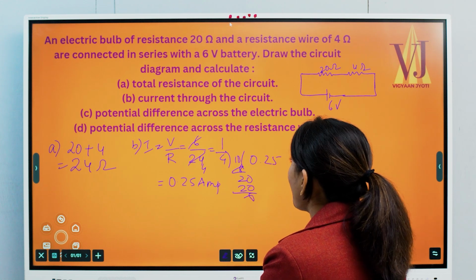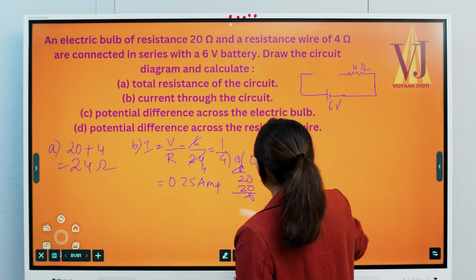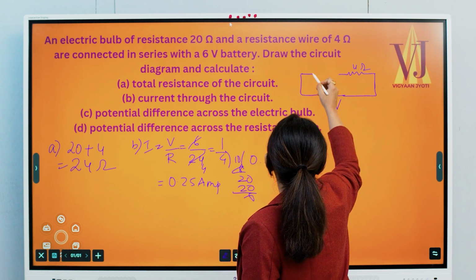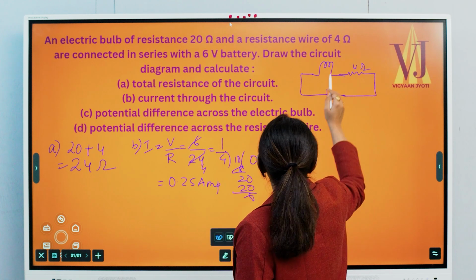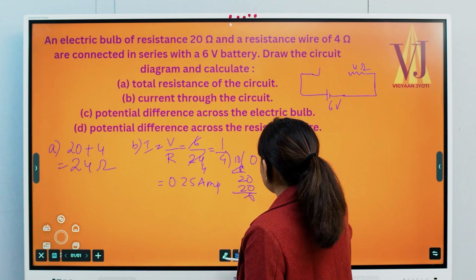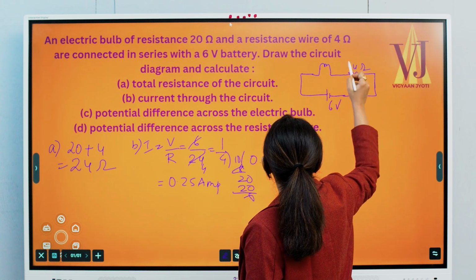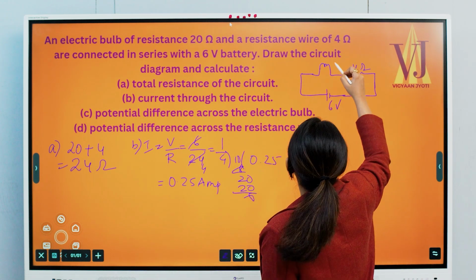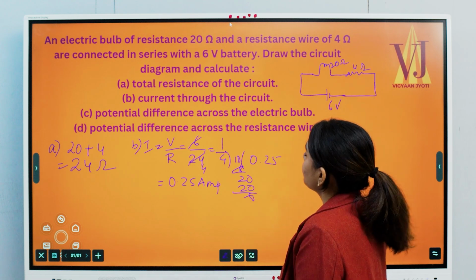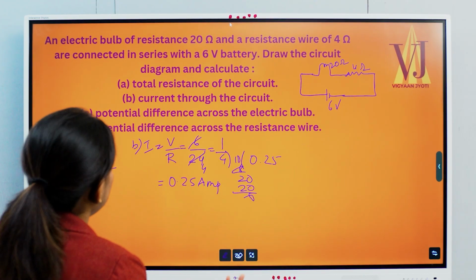Now, potential difference across the electric bulb. Now, this is my bulb, right? I have made a mistake. I have drawn a resistor, but whenever we draw a circuit diagram, you always have to use the symbols that are used in electrical circuits. Fine, okay. So this bulb is 20 ohm, no? Okay, fine. So 20 ohm, clear?